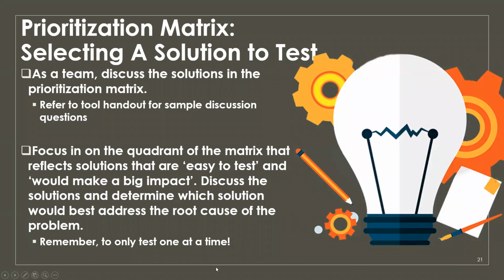So with a prioritization matrix, a lot of the prioritizing work has really been done for you because you've spent time sorting those potential solutions into the various quadrants that fall within that particular tool. So really what you want to do is spend some good focused time as a team looking to the quadrant, again, that has the easy to test, would make a big impact ideas, and consider the solutions that you have at hand there and decide on which solution you would lift from that matrix and test as a part of your improvement effort.